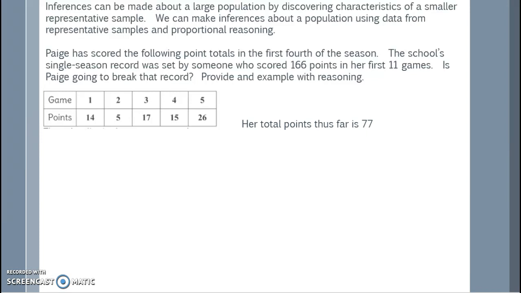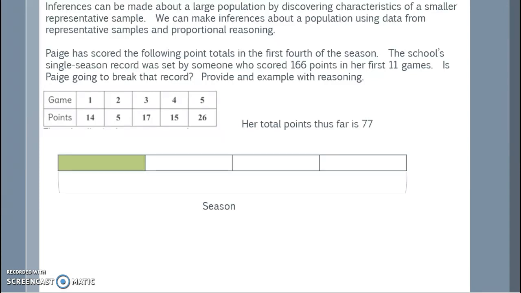So far, her total points is 77, so I added 14 plus 5 plus 17 plus 15 plus 26. This represents a fourth of her season. So therefore, for each fourth, we're going to assume that she scores 77 points each fourth of the season. So 4 times 77 would say that she would score 308 points through the season.